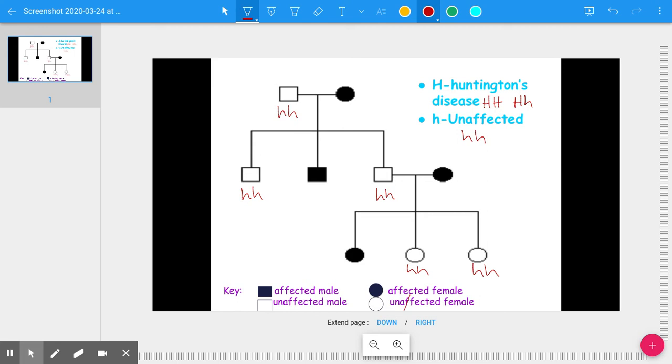So how do we figure out which one it is? Well, we look to the offspring. So let's look at this first individual right here. She can either be homozygous dominant or heterozygous. So let's look at her first offspring down here. Her first offspring is homozygous recessive.